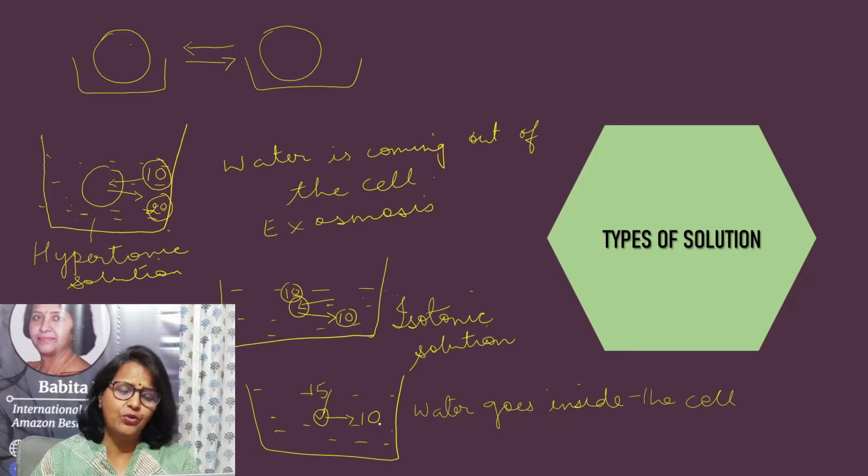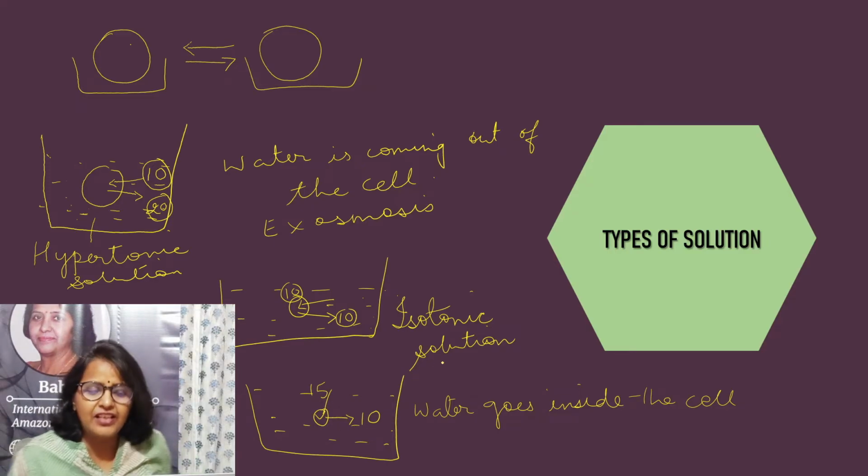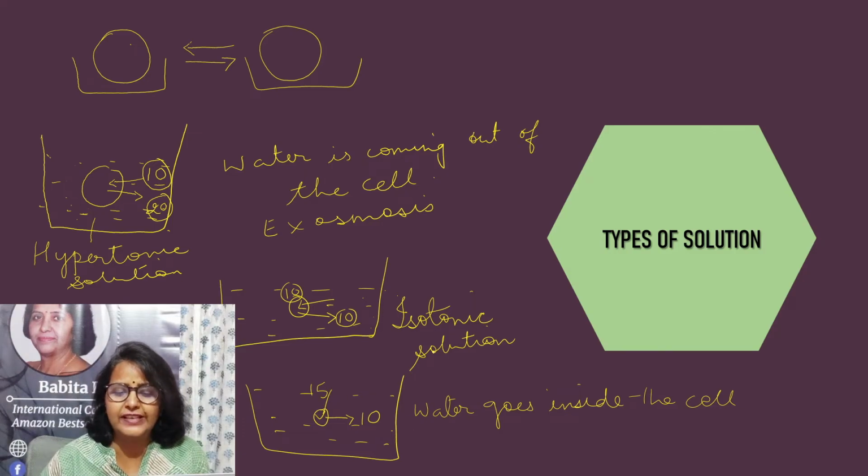Water is going out, coming out also, water is going in also. But what is the net result? More molecules of water are going inside the cell. So this we write: water goes inside the cell. This kind of process is known as endosmosis.